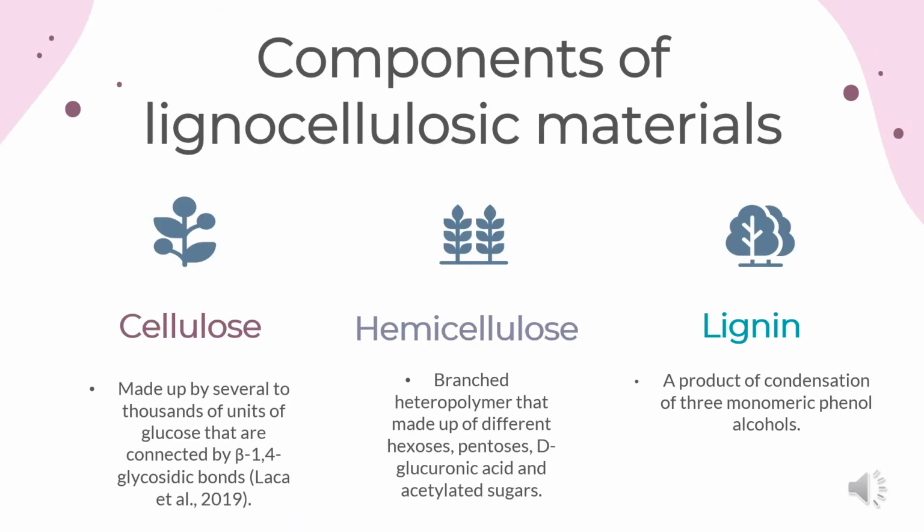These are the 3 main components that make up lignocellulosic materials, which are cellulose, hemicellulose, and lignin. Cellulose is made up of several thousands of units of glucose that are connected by beta-1,4 glycosidic bonds. Hemicellulose is a branched heteropolymer made up of different hexoses, pentoses, D-glucuronic acid, and acylated sugar, while lignin is a product of condensation of 3 monomeric phenol alcohols.